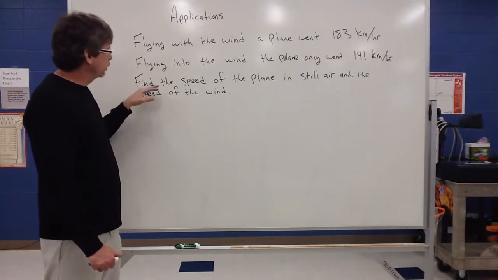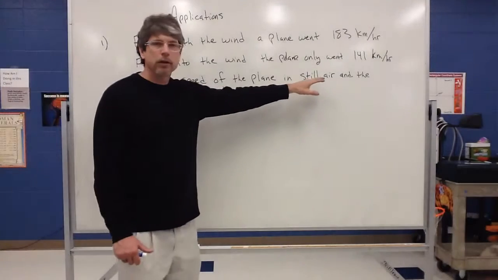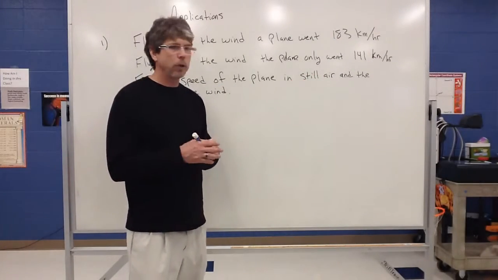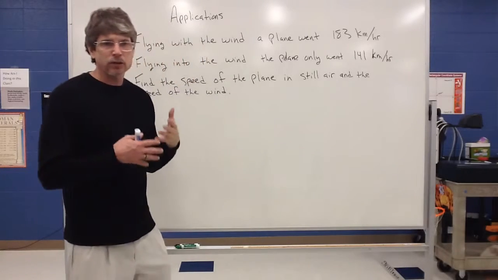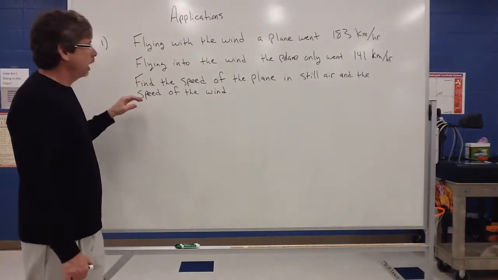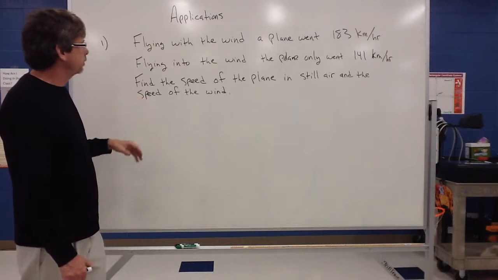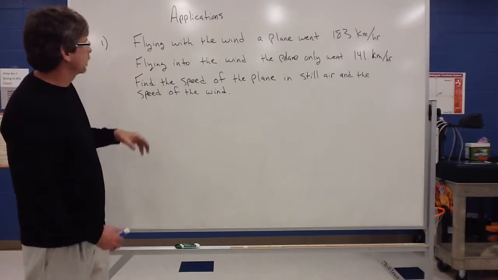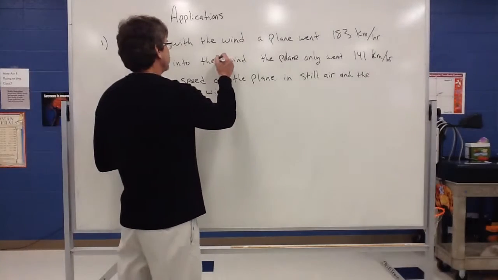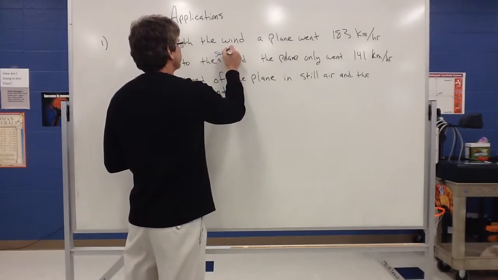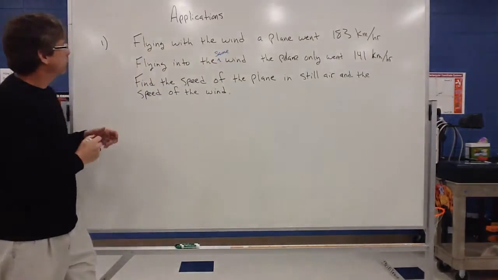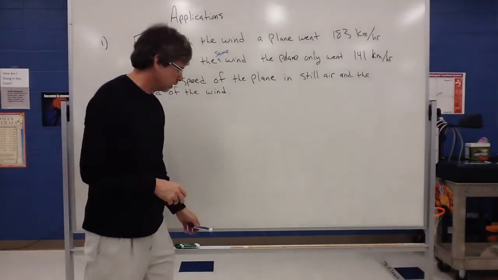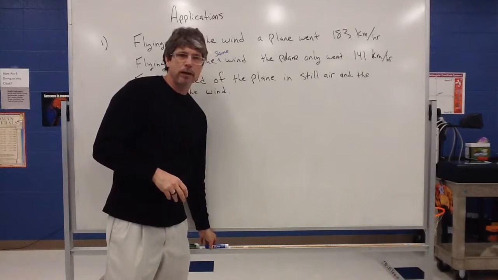But what the question asks us to do is find the speed of the plane in still air. In other words, as if there's no air at all blowing, slowing it down or speeding it up. What's the actual speed of the plane, if you will? And then we also want to know the speed of the wind. Notice we're flying into the same wind as well. So flying with the wind, flying into the wind. So we have a tailwind and then a headwind.